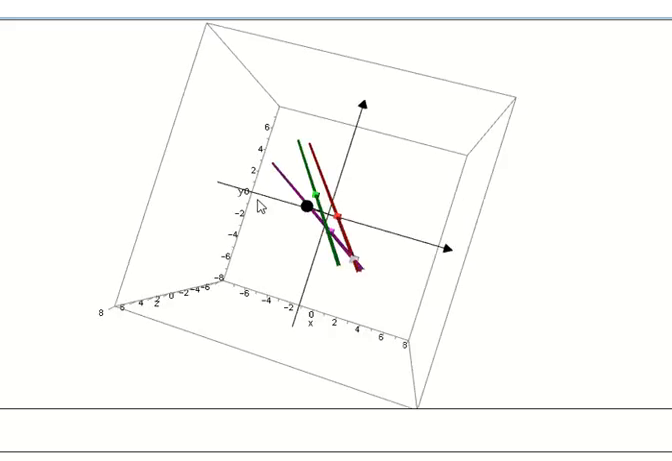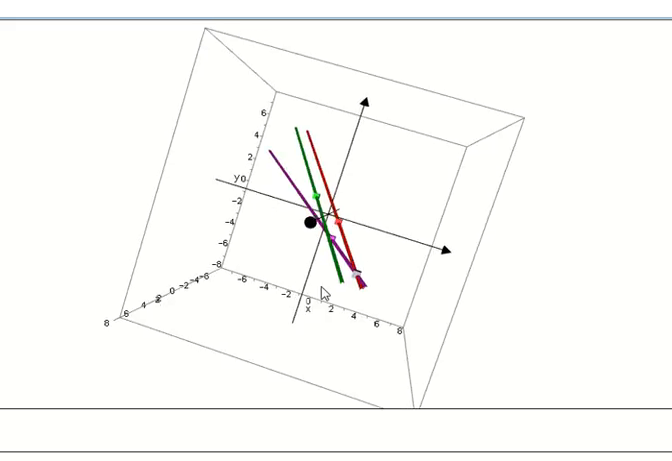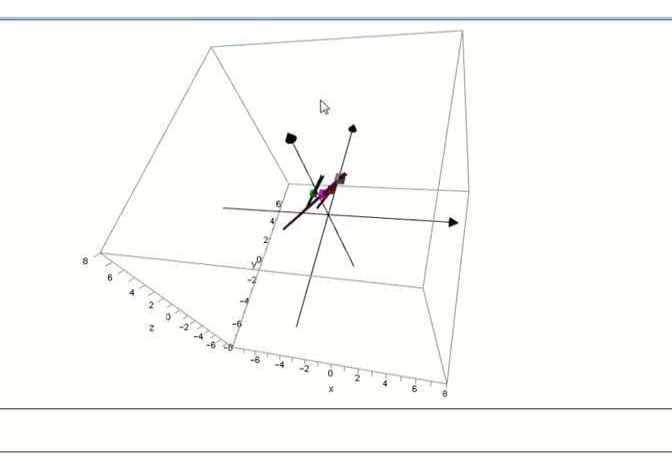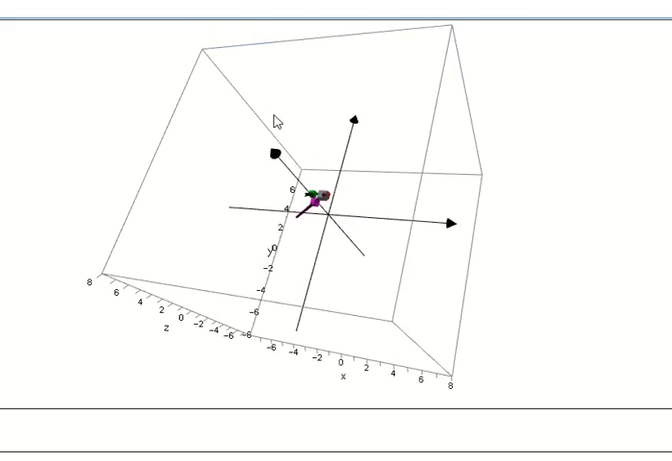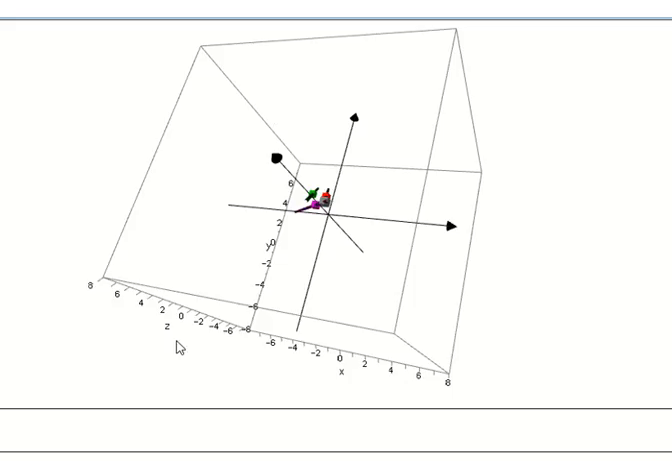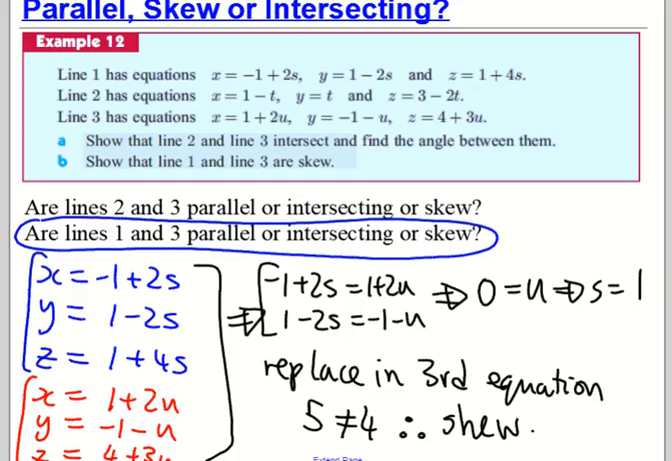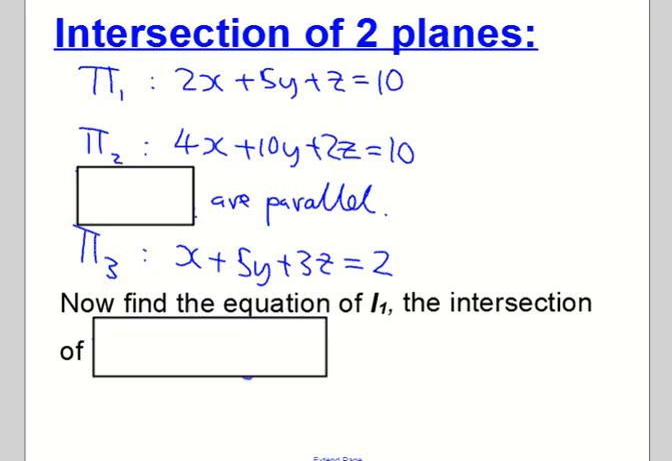If I zoom out, you can see the first pair of lines meet where we calculated they'd meet, right there. But the second pair we analysed are going in different directions. They're never going to meet. Those are skew lines. Okay, after this we'll do intersection of two planes.